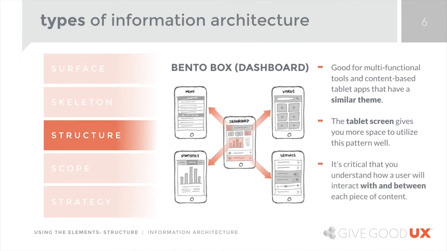What's really critical is that you fully understand how that person is going to interact with each piece of content and how they're going to move between each piece of content, okay? Because similar to the hub and spoke model, once you go out, you have to be able to get back, and it's entirely possible that you may have to jump to another subsection as opposed to returning to the home screen. So you've got to think hard about how people are going to move between areas of information.